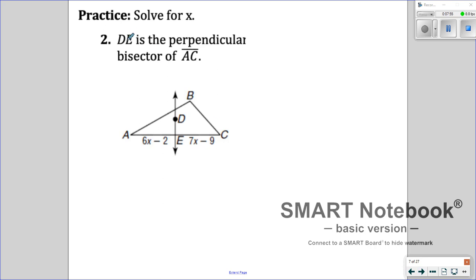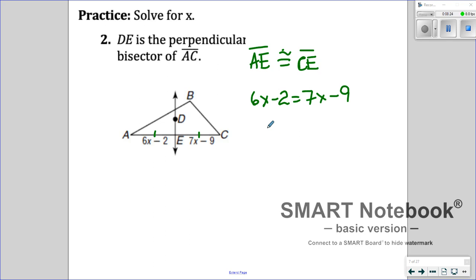There's another example where we have DE as the perpendicular bisector of AC. So that means AE is congruent to EC. I'm just going to write that: segment AE is congruent to segment CE. So those two are equal to each other. You just set the two expressions equal to each other. Then this would become negative x, and you add 2 on both sides, you get negative 7. So x equals 7. And that's all they're asking you, to solve for x.